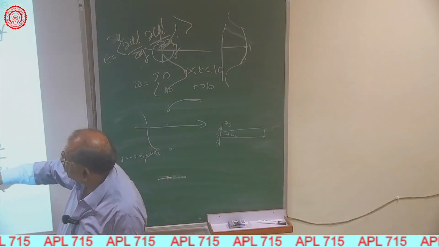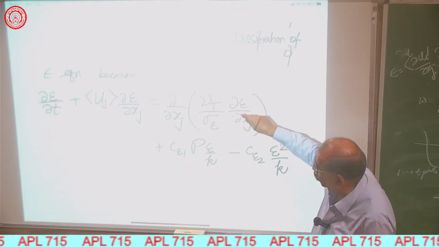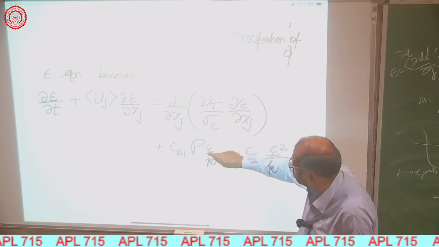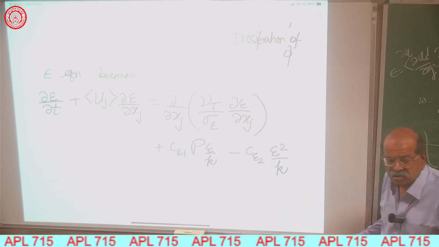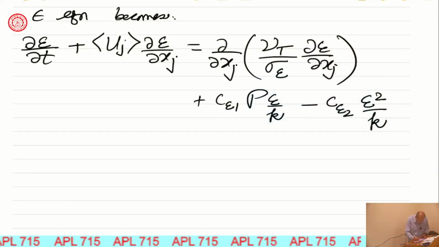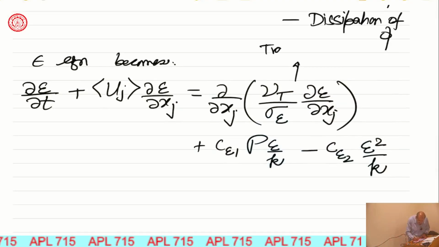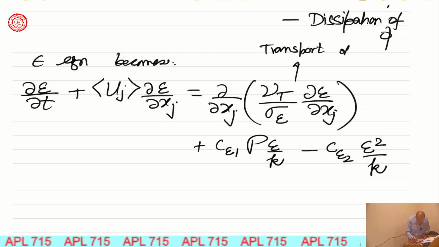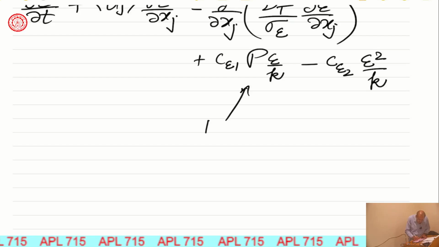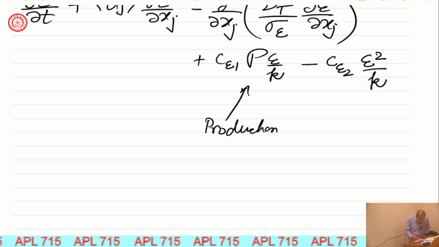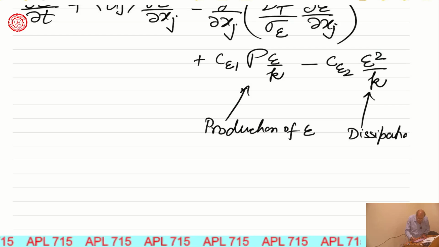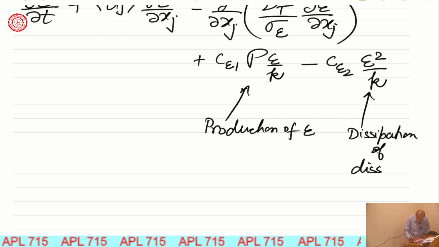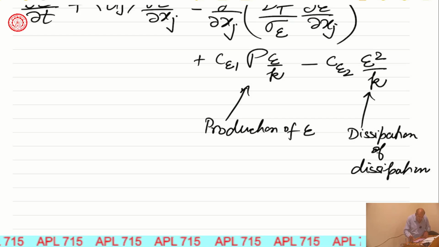Now, the whole set is closed because the transport term, we have already put it in terms of this. We need to specify sigma epsilon, and production is already closed. Dissipation, we are solving for it. So that is also closed. So this is the total k epsilon equation. This term is the transport term, transport of dissipation. This is the production of dissipation, and this is the dissipation of dissipation.